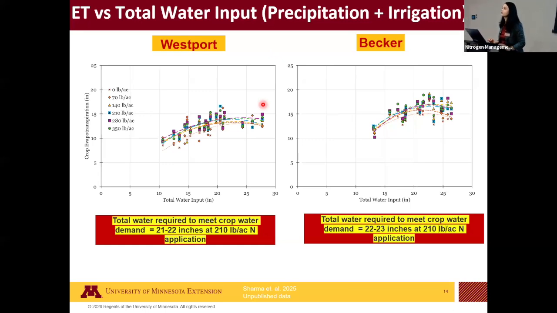This is continuous corn and the plots are in the exact same spot every year, right? Yes, this is continuous corn and plots are at the exact same spot every year. That's true.